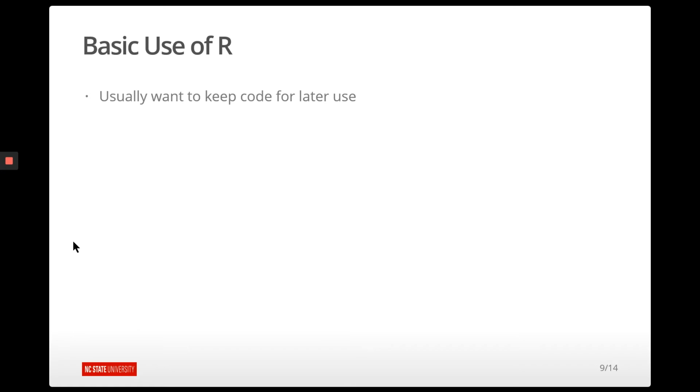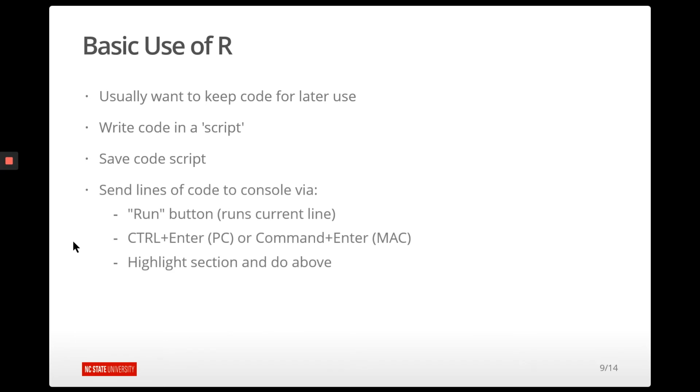But like we said a minute ago, what we usually want to do is keep the code that we submit for later use. I want to be able to go back and rerun my analysis and double check things or change something and then run it again. And so what we do is we write code in what's called a script. Then we save that code for later use. Don't type directly into the console. What we usually do is highlight the code that we want in our script. We either hit the run button, or we use hotkeys like Control Enter or Command Enter to actually submit the code to the console.